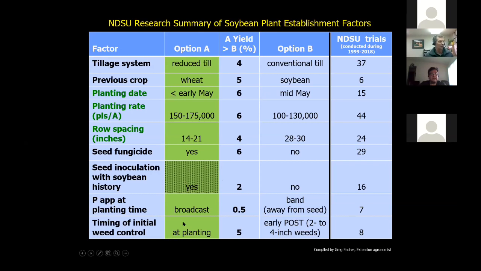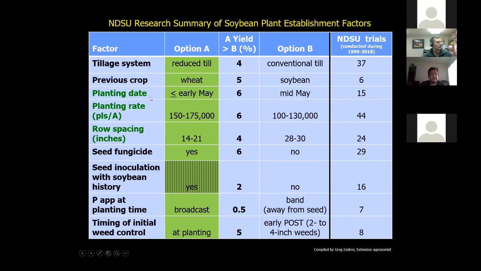And then we would hope everyone is using or planning to use a soil-applied herbicide. We have 8 trials that indicate in an environment where we did not have resistant weeds, at least resistant to glyphosate, that when we started clean at planting, we saw a 5% yield increase versus waiting until the weeds were 2 to 4 inches tall before we made the appropriate herbicide applications.